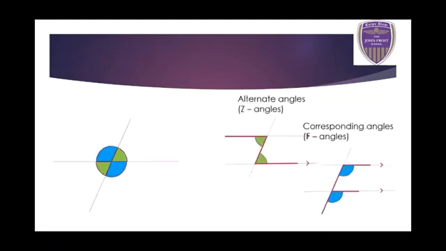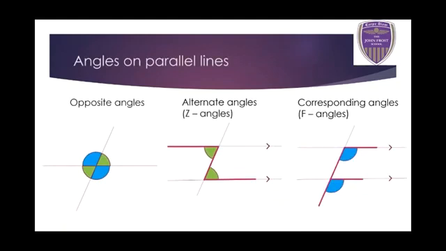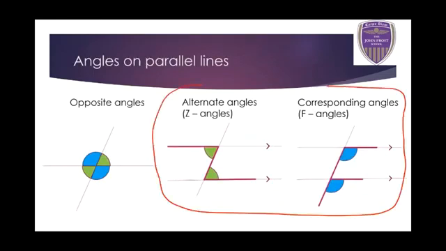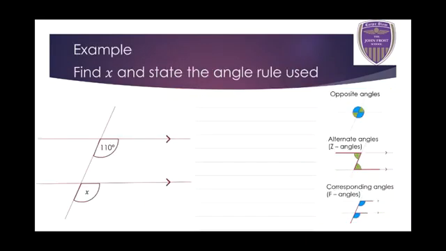So let's have a look. These are our three angle rules, okay? The main two are alternate angles and corresponding angles, but we're also going to be using some opposite angles in this lesson. Let's have a look at some examples. We're given a shape here, two parallel lines, an angle of 110 degrees, and an angle X. We're being asked to find X and state the angle used, okay?